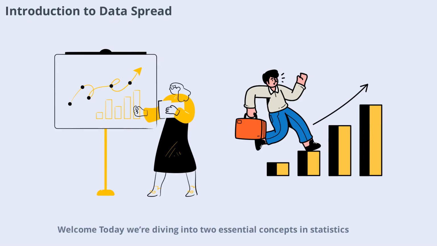Welcome. Today we're diving into two essential concepts in statistics, variance and standard deviation. These terms might sound intimidating at first, but they're actually quite approachable once you understand their purpose. Both variance and standard deviation help us measure how spread out or clustered a set of data is.